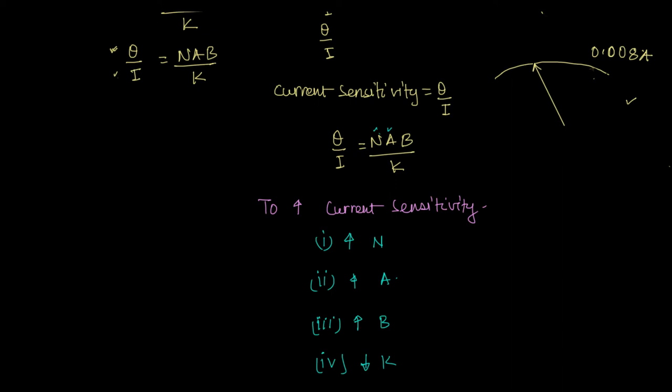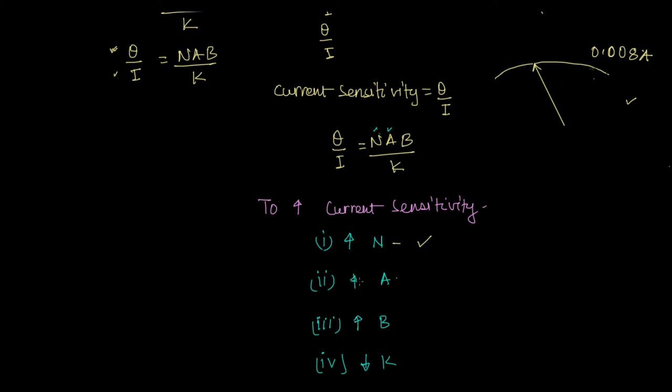So let us say I decide to increase N. What do I have to do? On the soft iron core, I have to wind more wires. Now that is not much of a difficult job. That can actually be done. So this is a valid thing to do, to increase the current sensitivity.